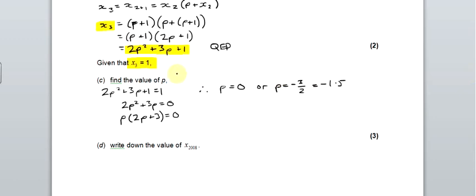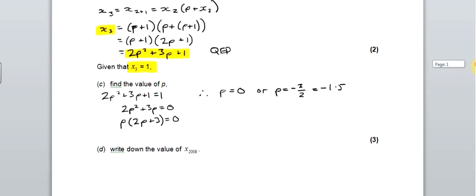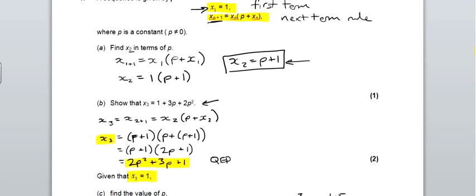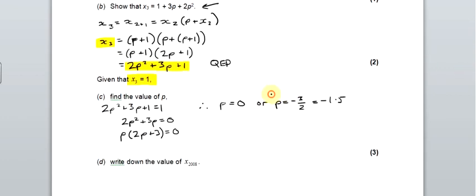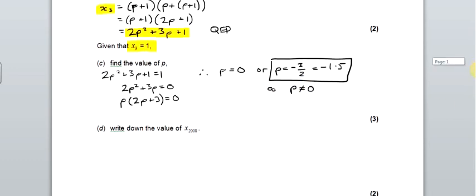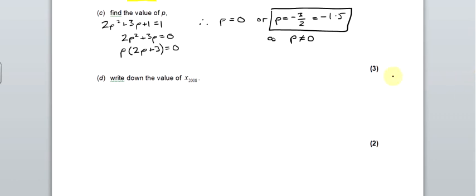Now the question says find the value of p. So we go back up to the top and we discover that p is a constant and p is not equal to 0. So that means we need to be very clear and identify this as p is not equal to 0. Now, 2 marks for the last bit.